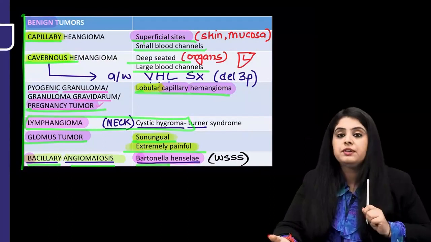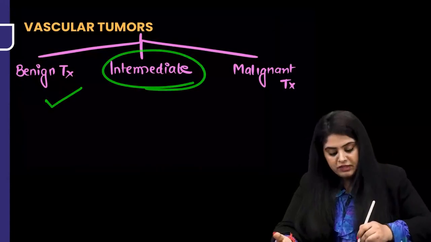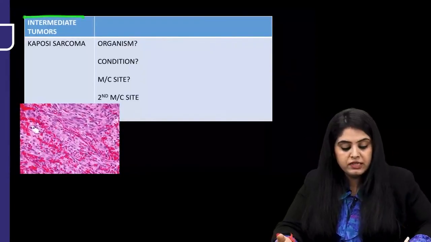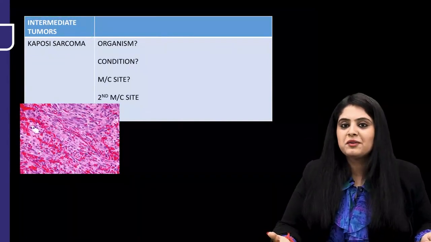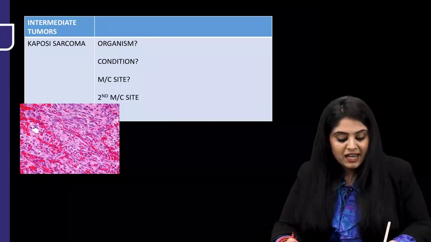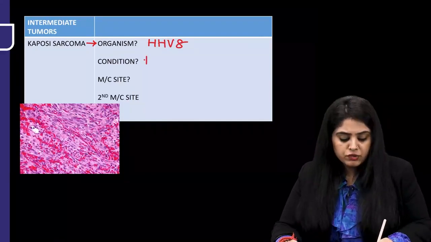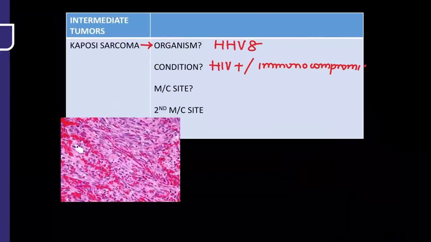Benign tumors are sorted. I move on now to the next category, that is intermediate tumor. There's only one that you have to know, and that is going to be Kaposi sarcoma. So intermediate tumor, Kaposi sarcoma. We are champs of Kaposi sarcoma. We've read it so many times. Can you tell me what is the organism for Kaposi's? It is human herpes virus 8. And which condition do you see it in? You see it in some kind of HIV positive or immunocompromised individual. HIV positive or immunocompromised individual shows you Kaposi sarcoma.